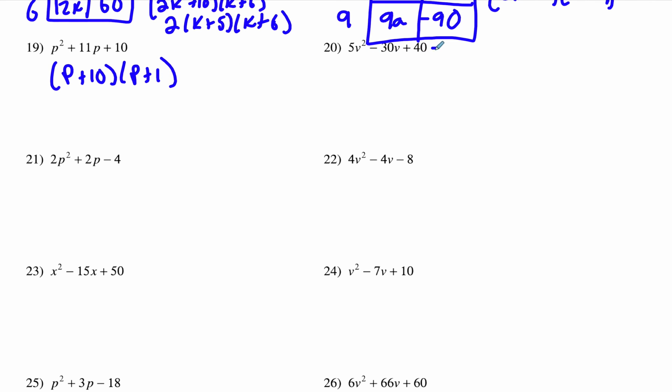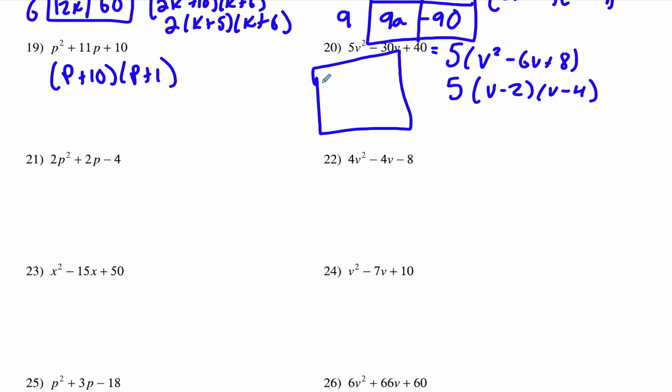Here is going to be another time where you're going to want to factor out a GCF. So 5 goes into all 3. So you could do 5 times v squared minus 6v plus 8. And then from here you could factor it as 5 times v minus 2, v minus 4, because -4 times -2 is 8, and -4 plus -2 is -6.